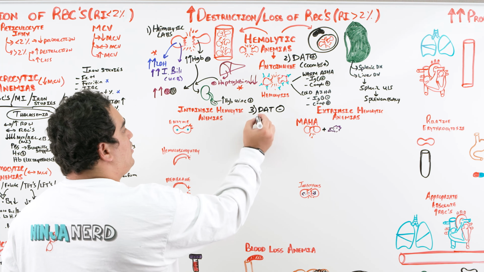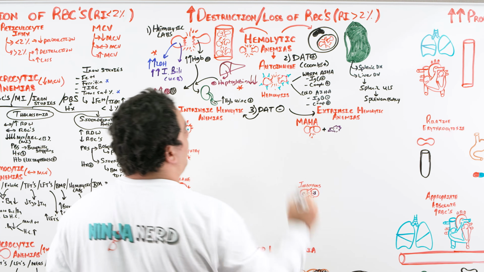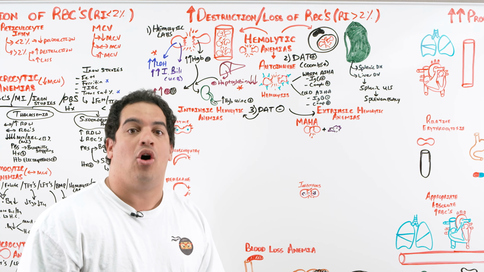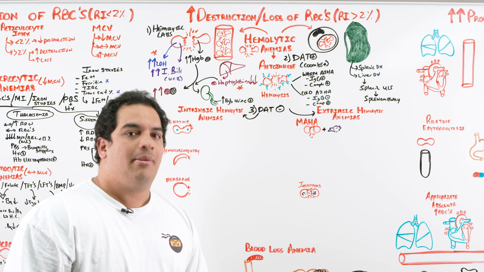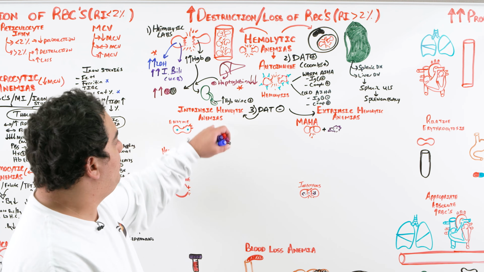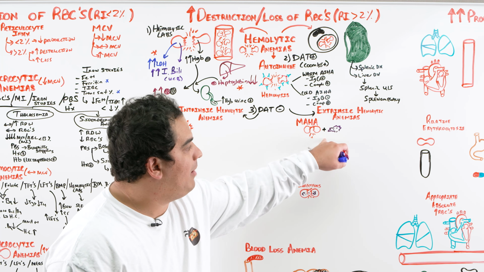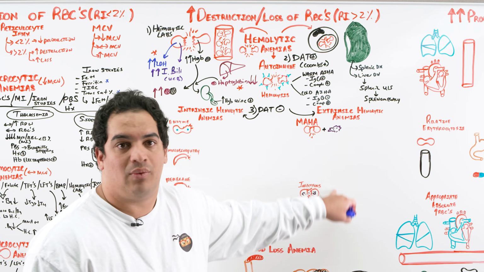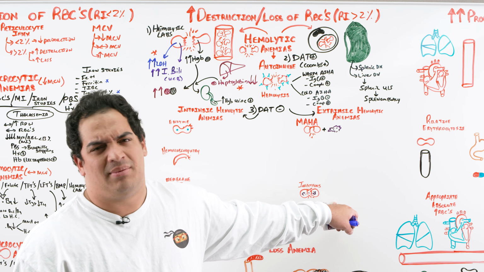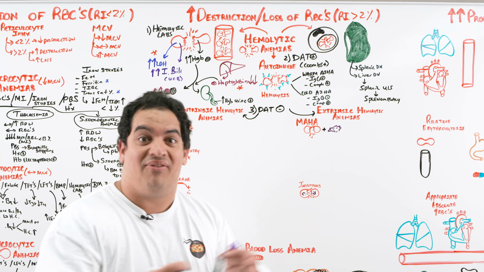This is how I look at it. If their DAT is negative, then I say, okay, they're hemolyzing due to something else that's not autoimmune. So then I think about reasons why someone would get their red blood cells hemolyzed. Is it something wrong with the red blood cell intrinsically? Or is there something else working against the red blood cell extrinsically? Some type of trauma, some type of infection? What's going on outside the red blood cell that could be affecting it?